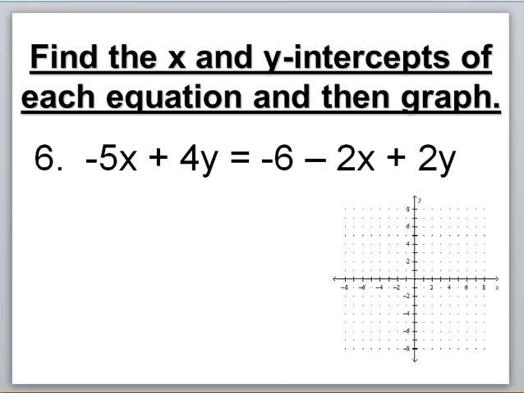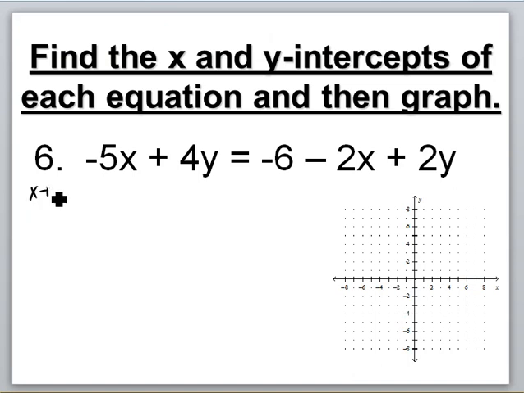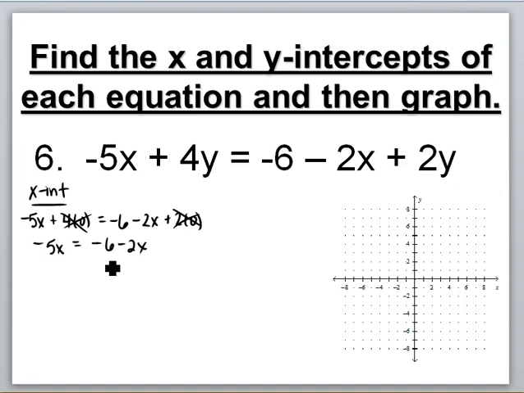This next one's a little bit, looks longer. It's not going to be any different. I'm still going to plug in 0 for my y to find my x. 6 minus 2x plus 2 times 0. Those completely fall out. So I really just have negative 5x equals negative 6 minus 2x. Solving this equation, I'd add 2x to both sides. Divide by negative 3 on both sides, and I get x equals 2.